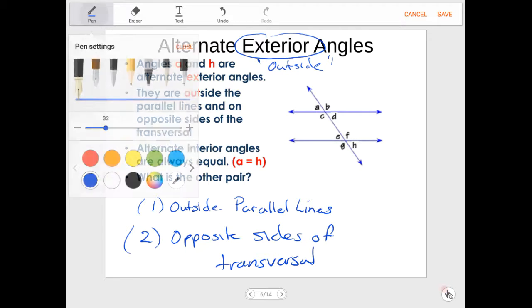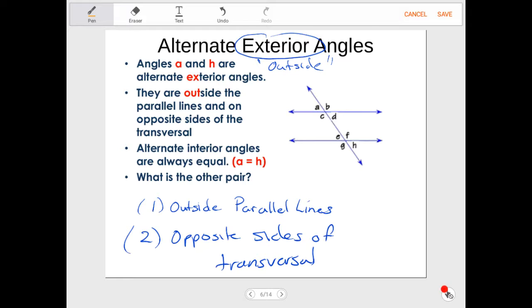So if you look at this example, then I'll just go to orange or something. So we need to find our pairs here. If we look at angle A, it is outside of the parallel lines. It's on the exterior. Its alternate exterior angle, its match, would be, go down the transversal on the opposite side, it would be H. We know that H works because it is on the outside of the parallels and it is on the other side of the transversal. The other pair of angles that would satisfy this condition would be angle B, and that would equal angle G.